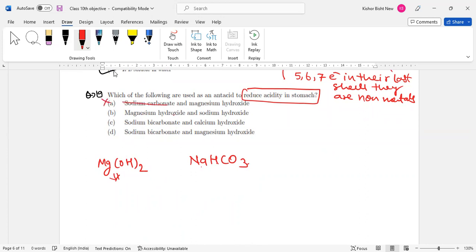Magnesium hydroxide, sodium hydroxide. No, sodium hydroxide is too strong a base, it is incorrect. Sodium bicarbonate and calcium hydroxide. No, this is also wrong. Calcium hydroxide, milk of magnesia, we are not using. Next one, this is wrong. See, sodium bicarbonate, yes, and magnesium hydroxide. The answer is D.